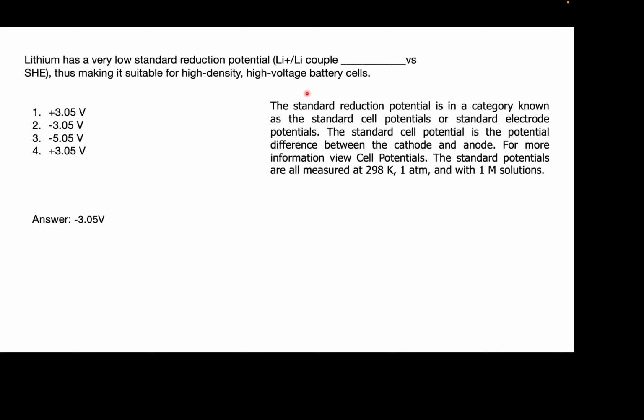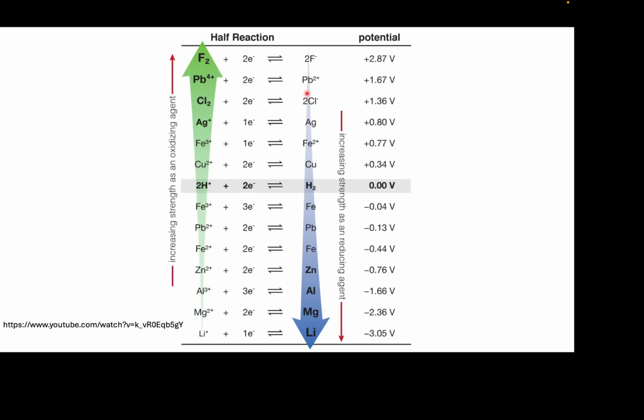Okay, so the standard reduction potential is in a category known as the standard cell potentials or standard electrode potentials. The standard cell potential is the potential difference between the cathode and anode. For more information, this is just the reference of it. The standard potentials are all measured at 298 Kelvin, 1 atm and with 1 molar solutions.